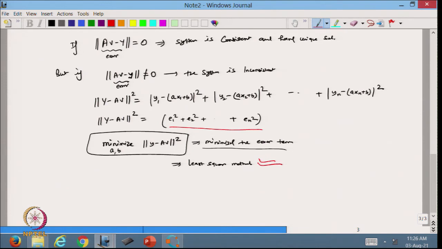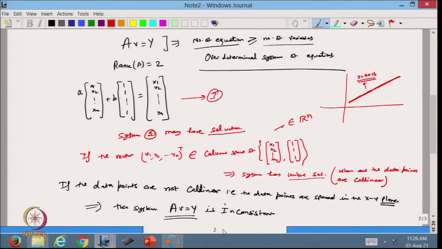So, our main purpose here is to minimize this error term, the square of the errors. I want to do this, and that is called my least square method, and this is the best approximation that we discuss now.